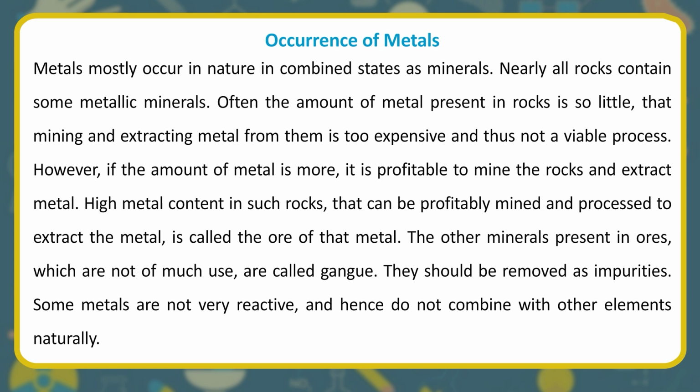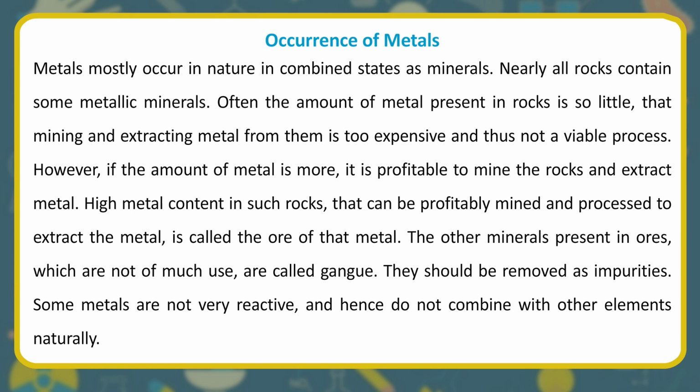High metal content in such rocks that can be profitably mined and processed to extract the metal is called the ore of that metal. The other minerals present in ores, which are not of much use, are called gangue. They should be removed as impurities.